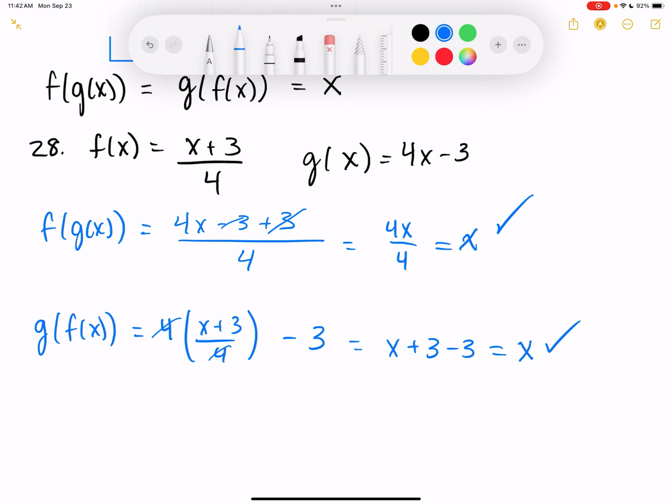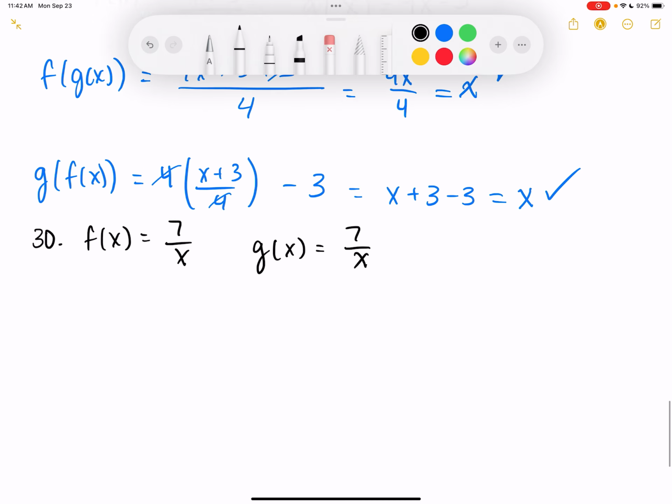Number 30 is not hard, it's just a little different, so I'm going to go ahead and show you this one, and then we'll do a really hard one. F of x equals 7 over x. G of x equals 7 over x.